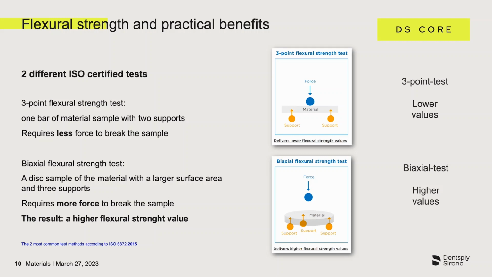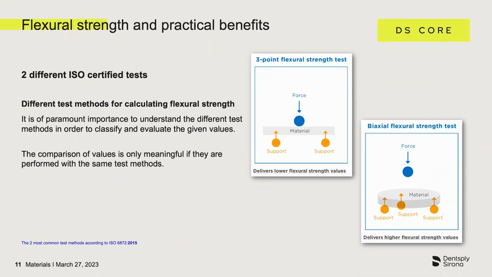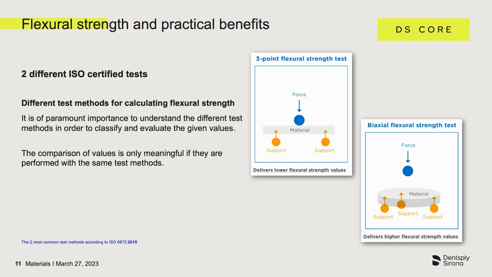In this test, more force is needed to make the test specimen break. This means that in the biaxial test we have a higher value at the end, and therefore the material appears harder in this test. For this reason, it is very important to know which test method was used to determine the specified bending strength. Only flexural strengths that have been determined with the same test method can be compared with each other. Here is a hint for the practitioner.